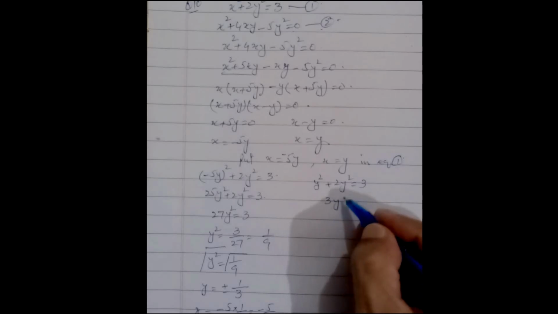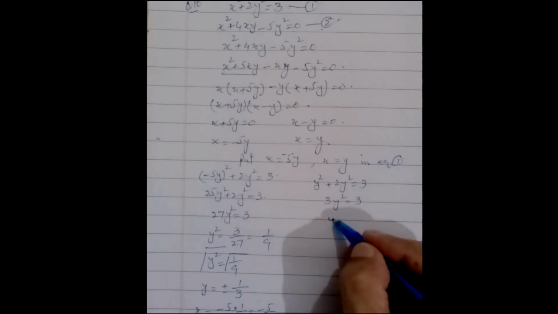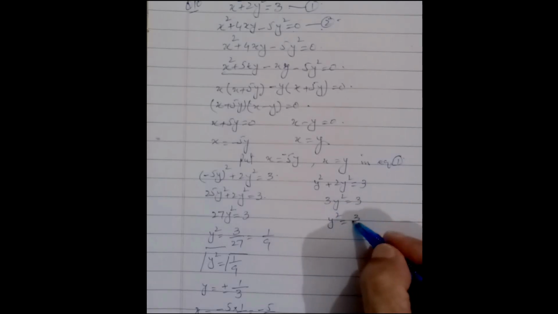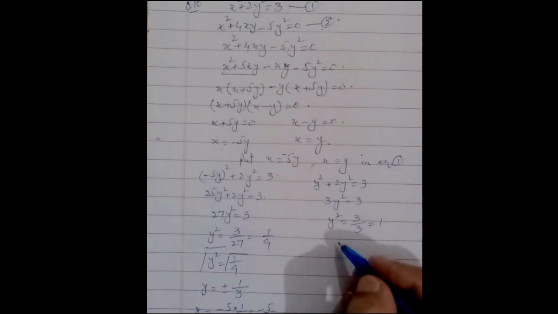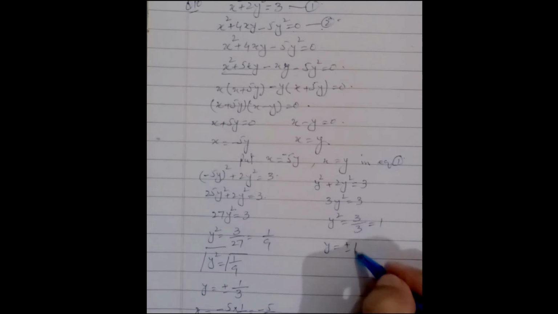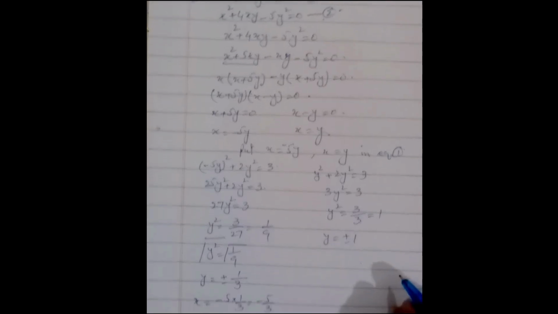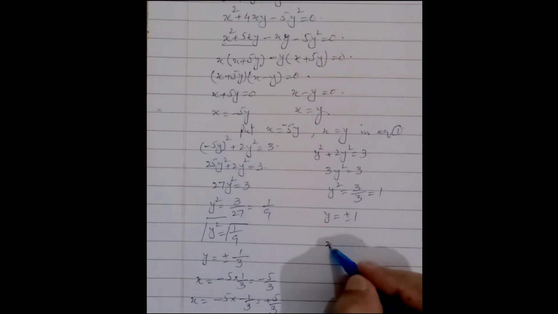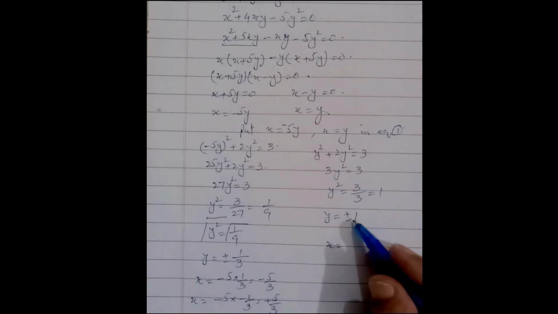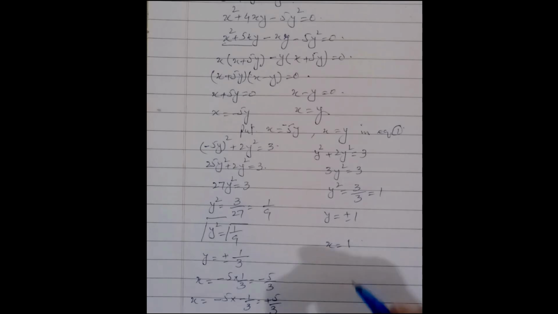And the other equation, which is x is equal to y, we put into it, we get y square plus 2y square is equal to 3, and it is 3y square is equal to 3, and y square is equal to 3 over 3, which is equal to 1, and y is equal to plus minus 1. In this way we get the values of x, which is x is equal to y. So when y is equal to positive 1, x is equal to 1, and when y is equal to minus 1, x is equal to minus 1.